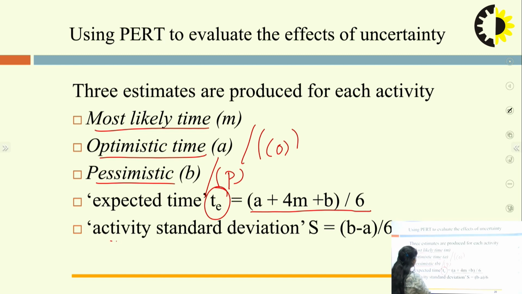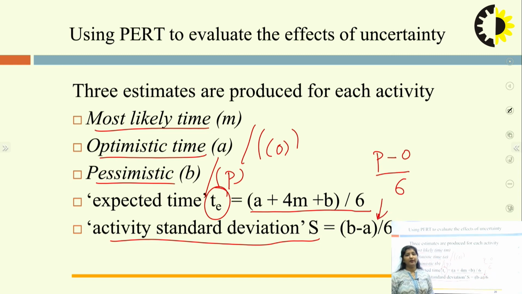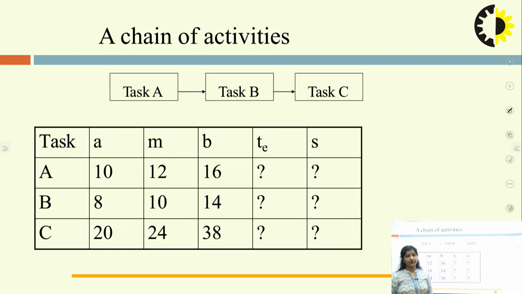Now we will calculate the activity deviation, which is S. The activity deviation is B minus A, divided by 6, where B is the pessimistic time and A is the optimistic time. We can also say P minus O divided by 6, or B minus A divided by 6. It is one and the same thing, the difference is just in the notation. Now let's see, this is the chain of activities. We have tasks A, B and C.